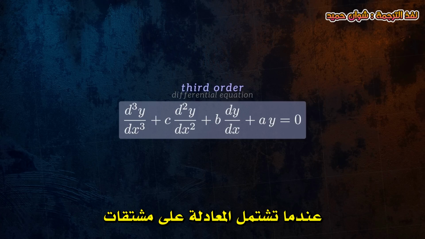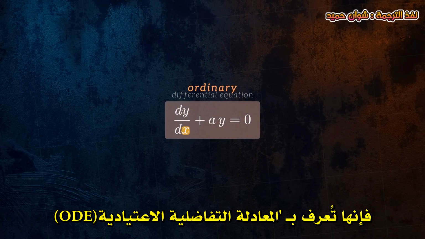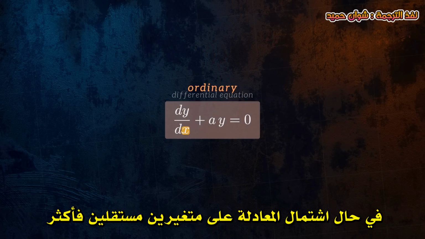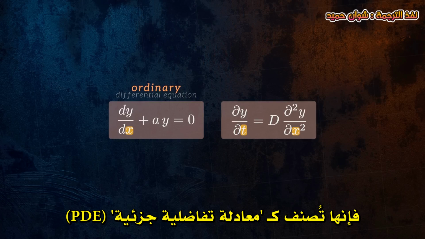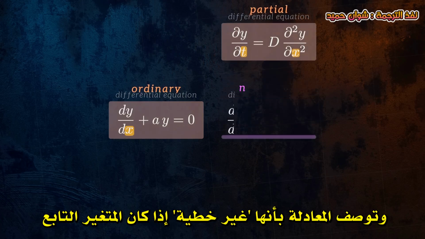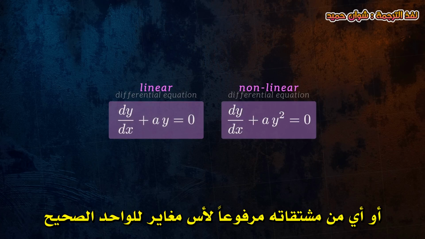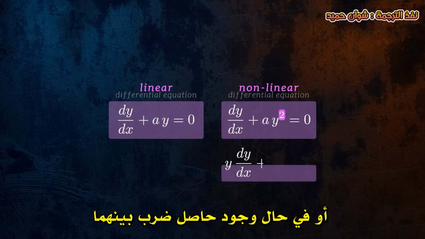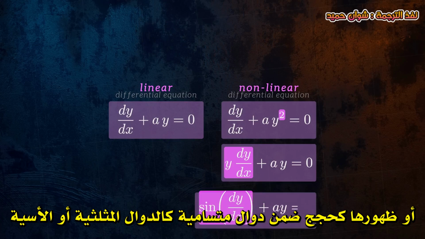If the equation contains derivatives with respect to just one independent variable, it's called an ordinary differential equation. If it has two or more, like the heat equation we saw earlier, it's a partial differential equation. An equation is nonlinear if the dependent variable or its derivatives are raised to a power, multiplied by each other, or appear inside nonlinear functions, like sine or exponential functions.